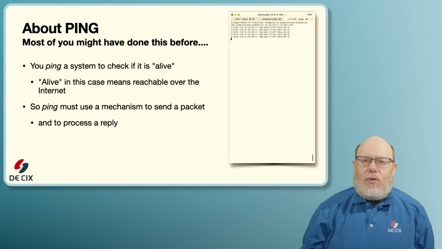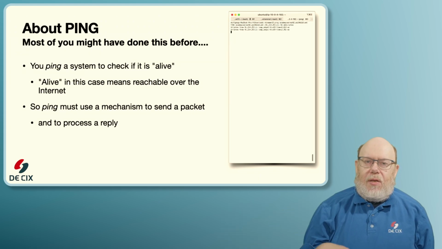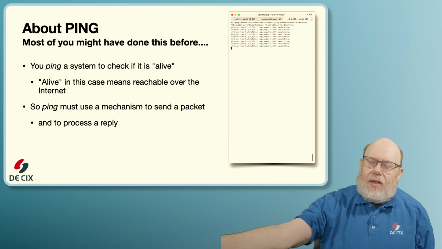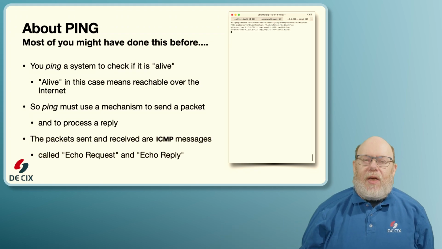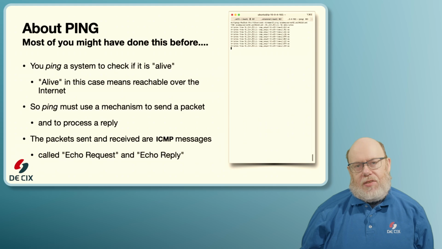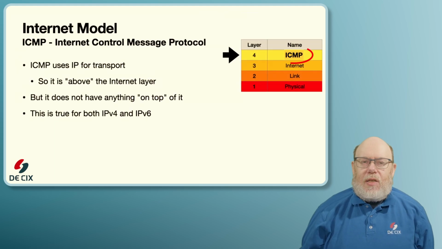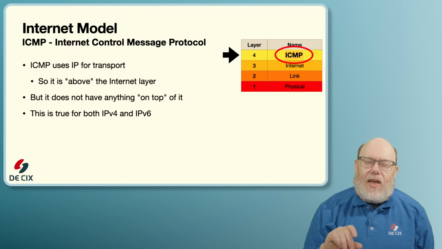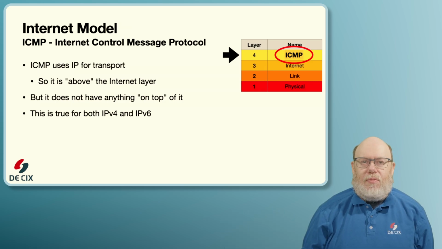So if you do that, then ping must have a mechanism to send a packet and to process the reply. Because it's not only sending a packet, you also must understand what you're getting back, and you must actually match the packets you send out and the replies you're getting back. And these packets sent and received usually are ICMP messages of the type echo request and echo reply. So ICMP, if you did not watch the video yet, is a protocol on layer 4. So it uses IP for transport, but it does not have anything above it. So it's basically end of the stack. ICMP stands on its own, and this is true both for IPv4 and for IPv6.